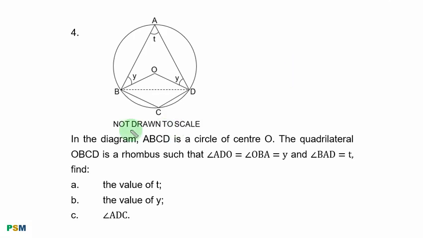Question 4. In the diagram, A, B, C, D is a circle of center O. The quadrilateral O, B, C, D is a rhombus such that angle ADO is equal to angle OBA equal to Y, and angle BAD equal to T. Find A part of the question, the value of T. B part of the question, the value of Y.